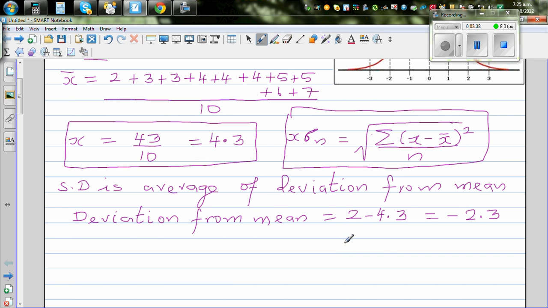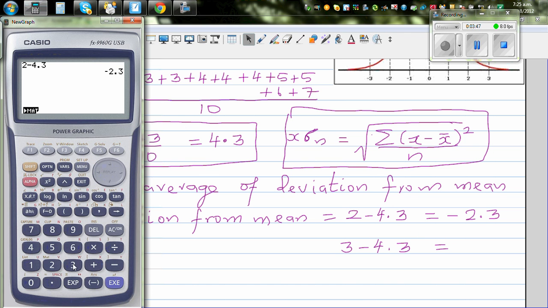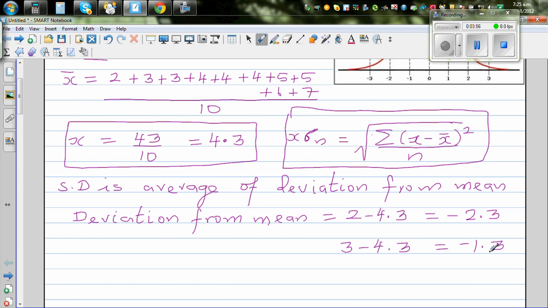Okay. Suppose you talk about 3. So 3 take away 4.3 is minus 1.3, which means 3 is 1.3 to the left of 4.3. Okay, so let me take, say, 4 minus 4.3. That is negative 0.3. So again, the same concept: 4 is 0.3 to the left of 4.3. Now if you take, say, 5 minus 4.3, that is 0.7. That means 5 is 0.7 to the right of 4.3, or the deviation from mean of 5 is 0.7.